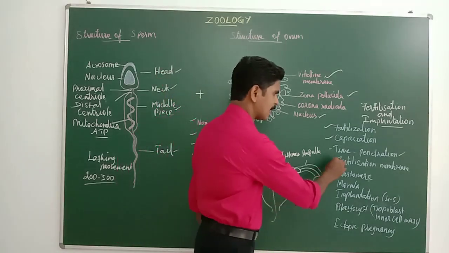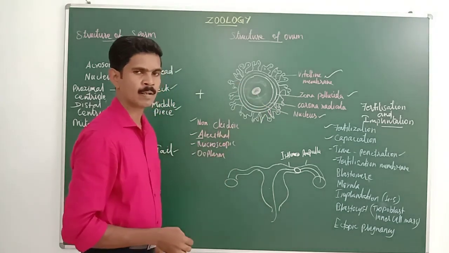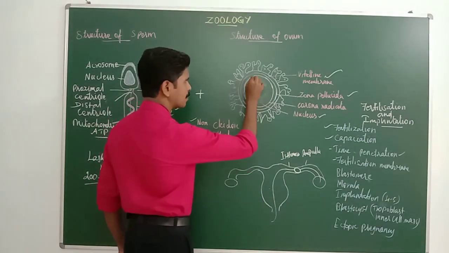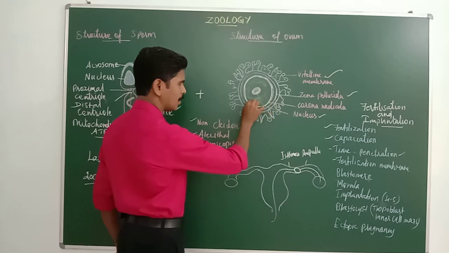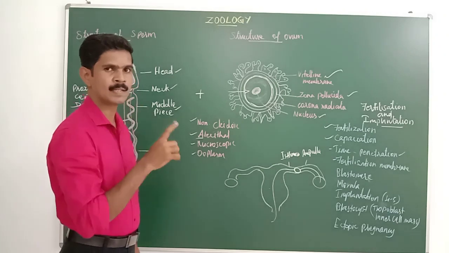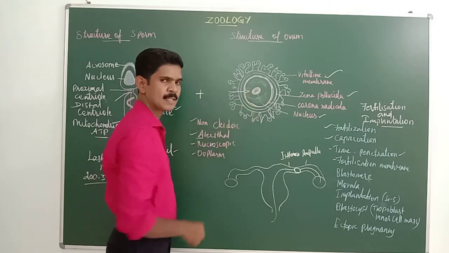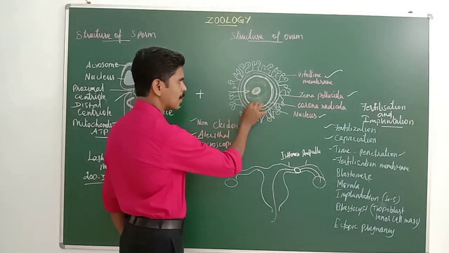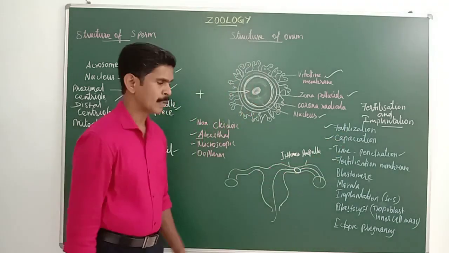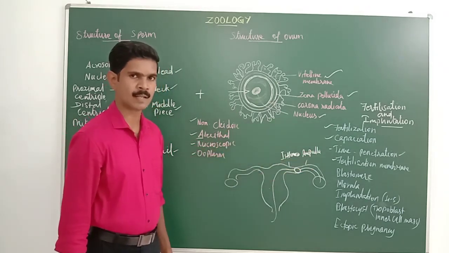Then next, fertilization membrane. Once the sperm has entered inside the egg or ovum, immediately the ovum produces one more membrane. This membrane is called the fertilization membrane. Only one sperm can enter inside the egg. Once a single sperm has entered the cytoplasm of the egg, the cytoplasm produces one more membrane, called the fertilization membrane. This fertilization membrane prevents the entry of other sperm.